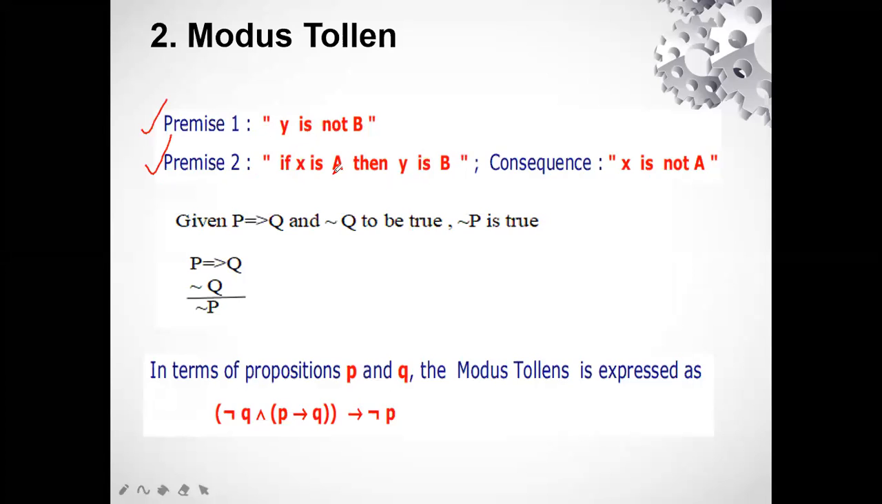So it is saying if x is a, that means y. And what is the second premise? It is y is not b. So this is a implies b, and the second one is y is not b, that means negation b. So the consequence is negation a.